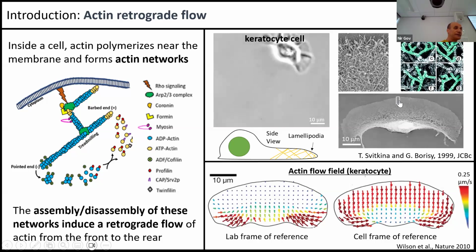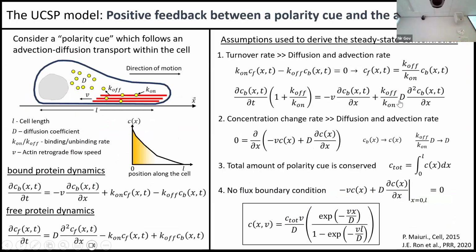I'm not going into the details of how this is done, but just to get you to understand that this is not a process or chemical reaction which is under equilibrium. It's an out of equilibrium process, continuously dissipating energy and converting chemical energy into a mechanical motion. That's all I'm going to say about how cells are moving forward. And now we go into the mathematical model.